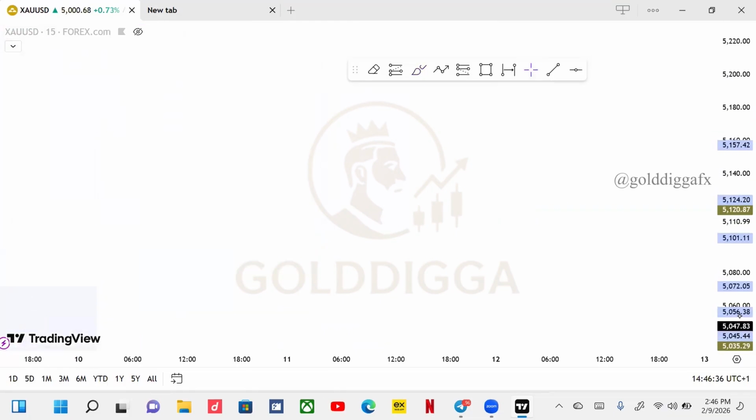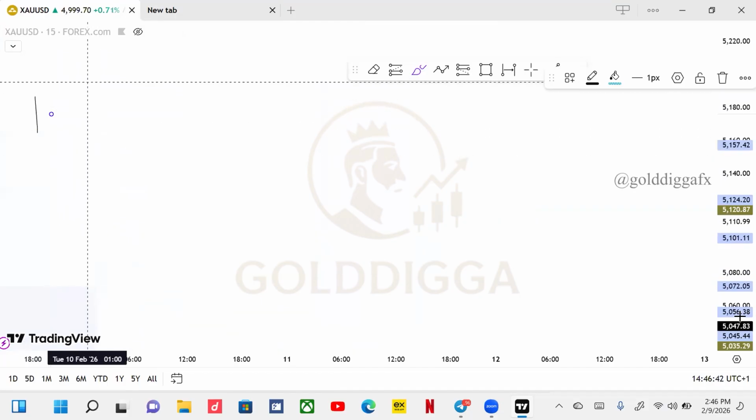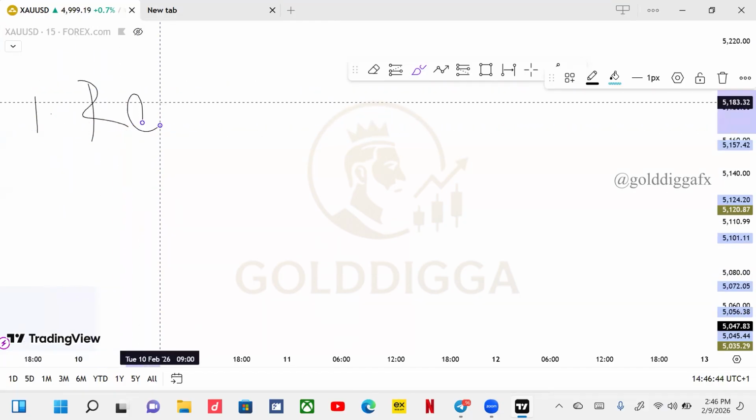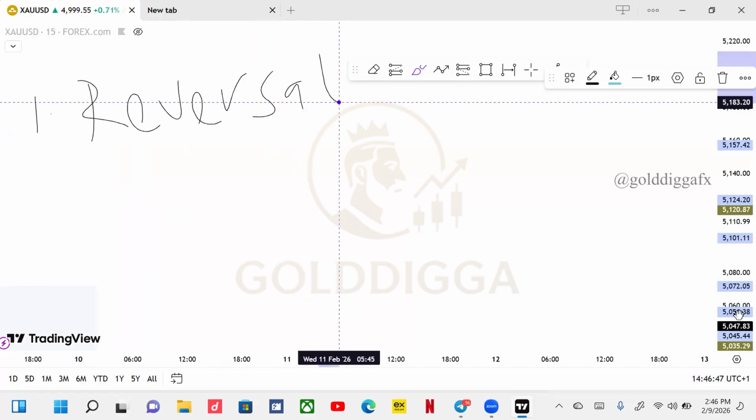So first one, the three main types of trend line I use. The first one is the reversal trend line. Now, this trend line is a kind of trend line that you use in spotting price reversing, right?